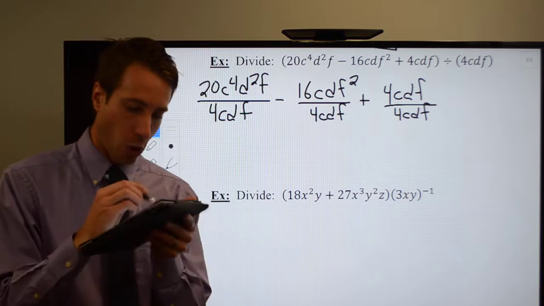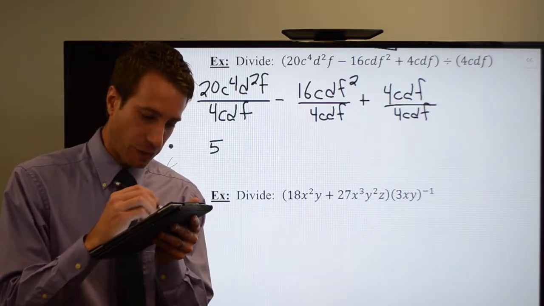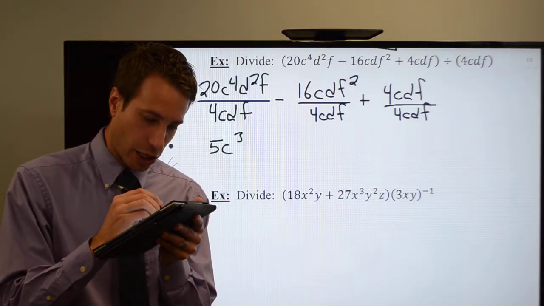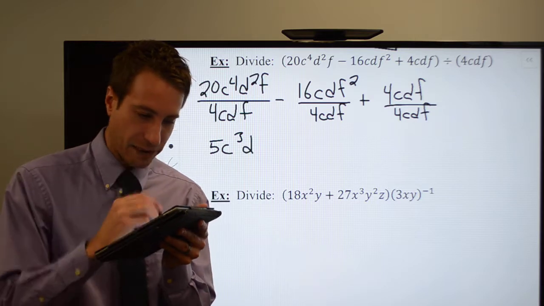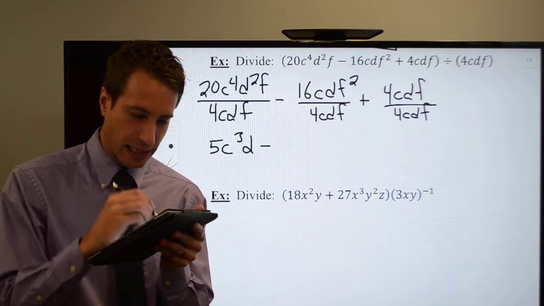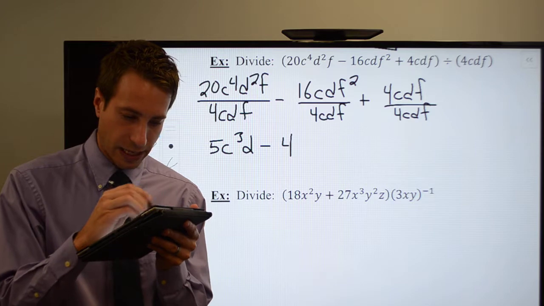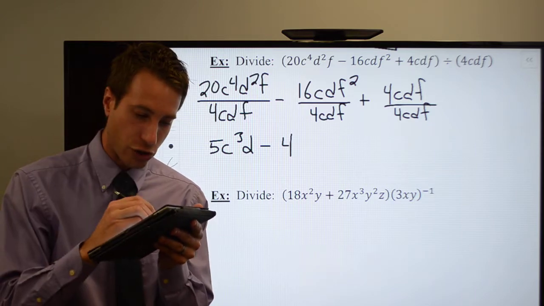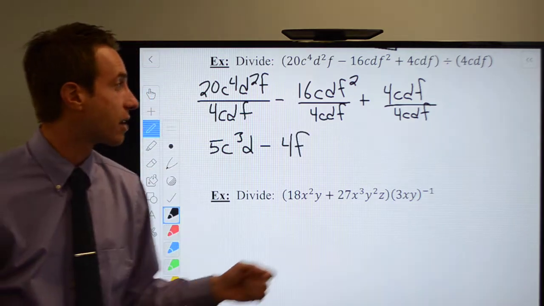20 divided by 4 is going to be 5. C to the 4th divided by C cubed. D, the F's cancel each other out. 16 divided by 4 is going to be 4. C's cancel. D's cancel. I'm left with just an F. Man, I love it when stuff cancels.